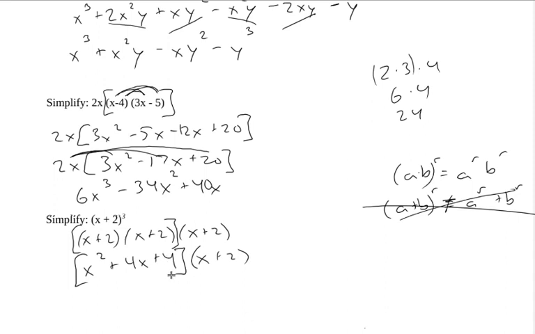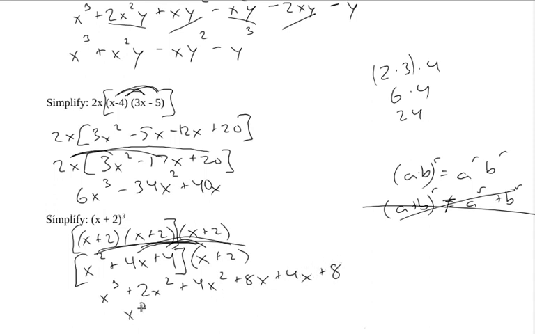That's the 4 there. Now, however, I have a trinomial times a binomial, so now I can just go ahead and do the same thing I was doing up here. I'm going to take each term in the first parentheses times each term in the second. So x squared times x is x cubed. X squared times 2 is 2x squared. 4x times x is 4x squared. 4x times 2 is 8x. 4 times x is 4x, and 4 times 2 is 8.